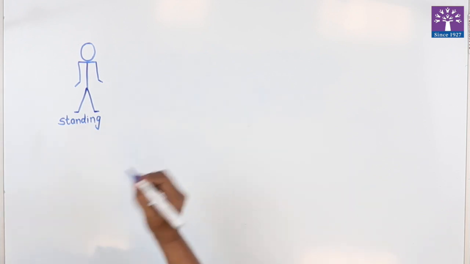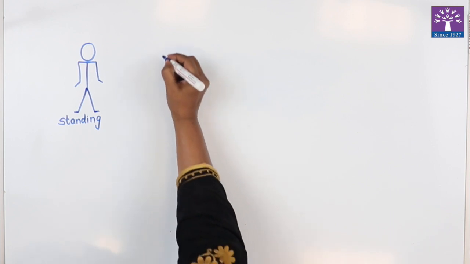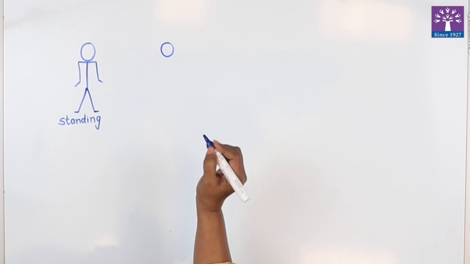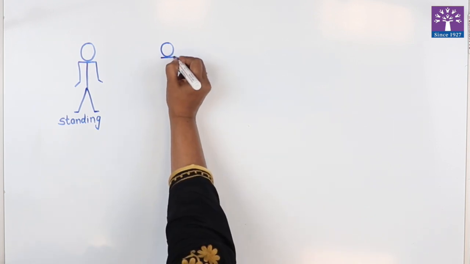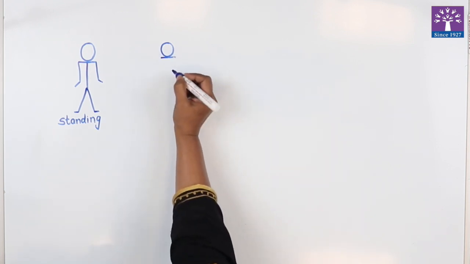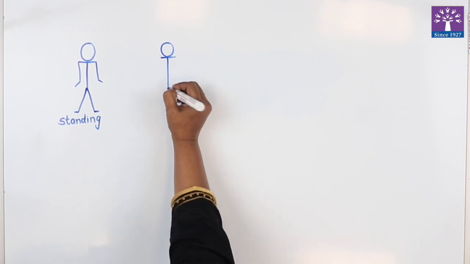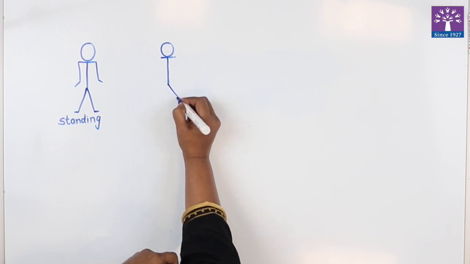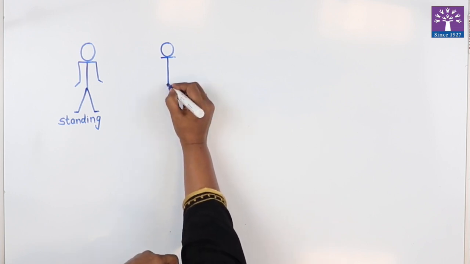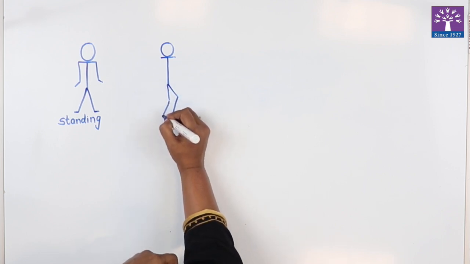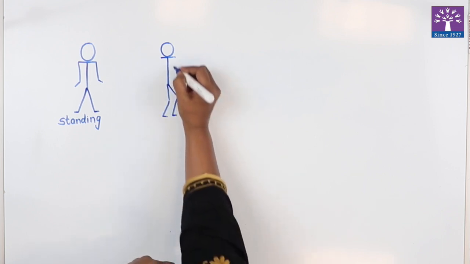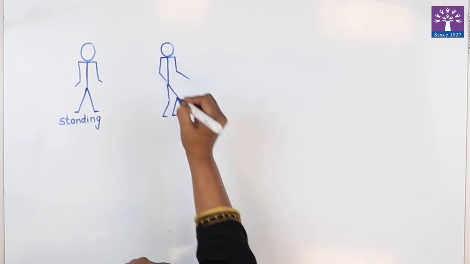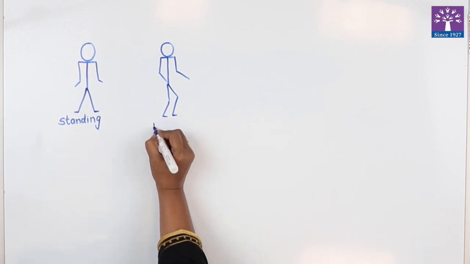Let's learn how to draw a walking stick figure. We again draw a head, then shoulder, the body. Whenever you're walking, both your legs fold, right? There, walking.